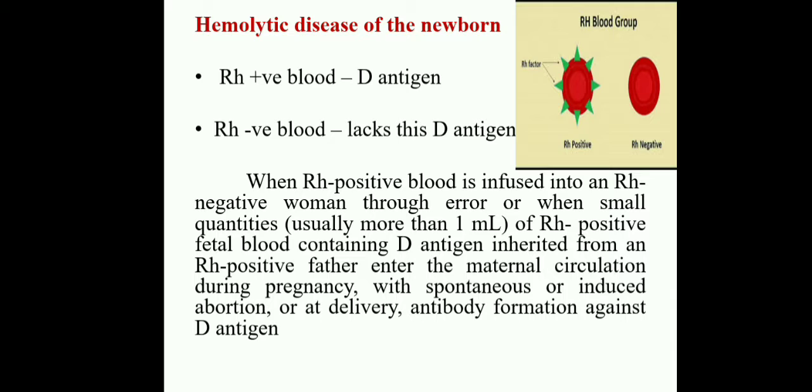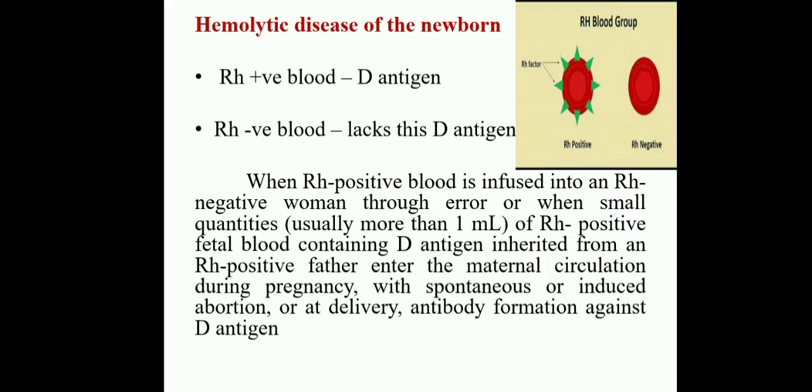Next condition is physiological disorders. The second condition under that is hemolytic disease of the newborn. What is hemolytic disease of the newborn? Here the mother is Rh negative, and Rh positive means the D antigen is present, while the Rh negative mother lacks the D antigen. Look at this picture. The Rh negative mother does not have the D antigen, and Rh positive has the D antigen. So we will discuss this here.